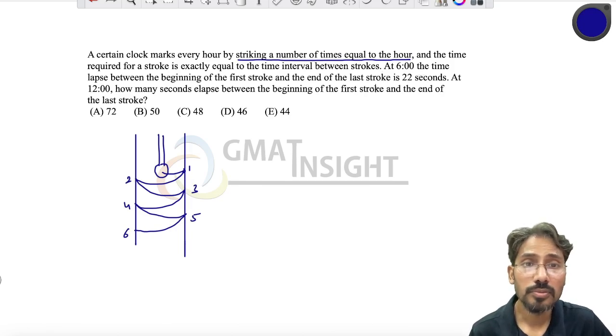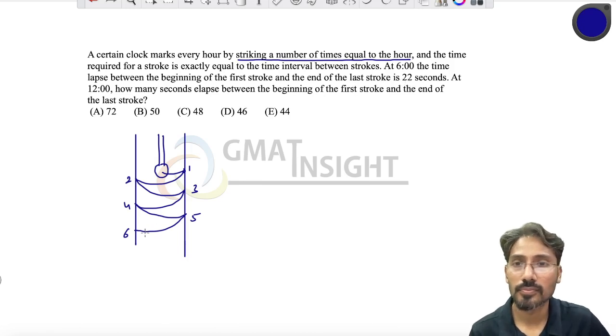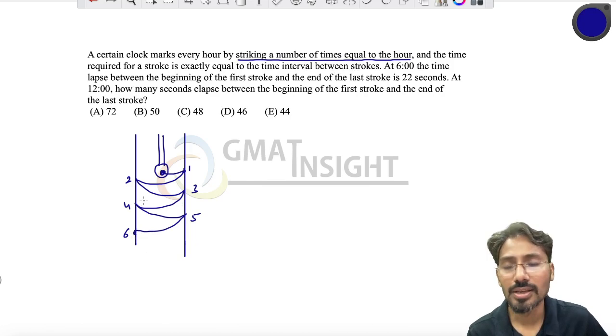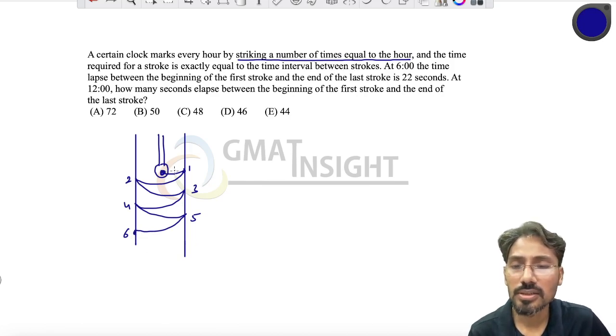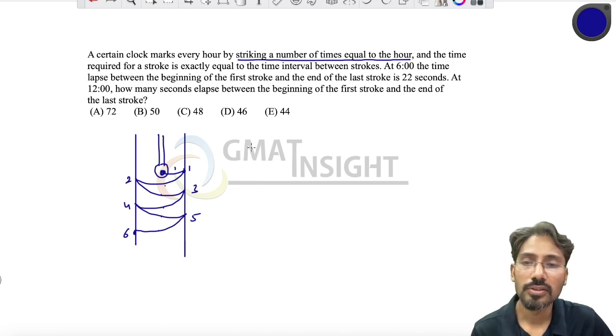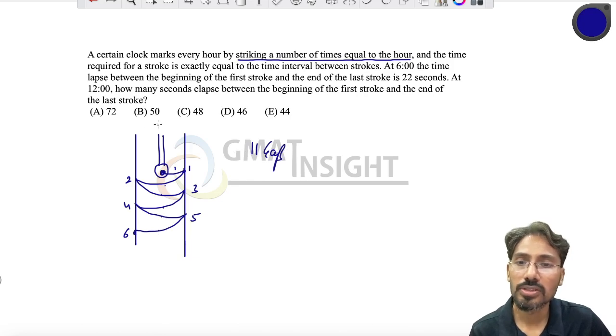The time elapsed between the first stroke and the end of the last stroke. Right? The beginning of the first stroke starts from here and the end of the last stroke is here. This is 22 seconds. That means how many gaps is it covering? So each gap is twice of this gap. So 1, 2, 3, 4, 5, 6, 7, 8, 9, 10, 11. That means 11 gaps, which means I am calling this much distance as one gap.